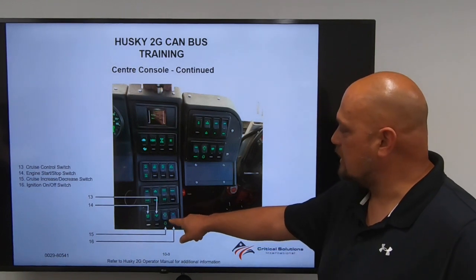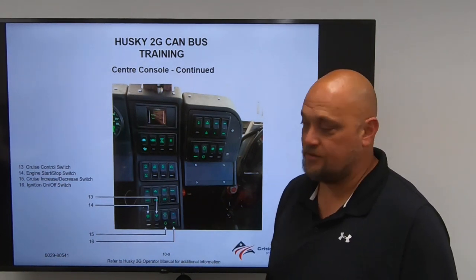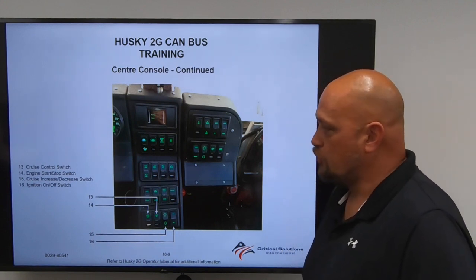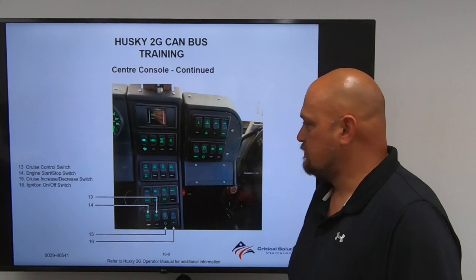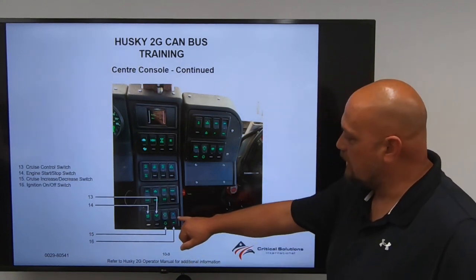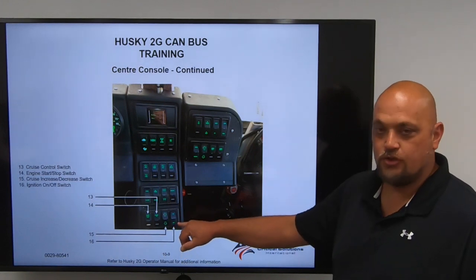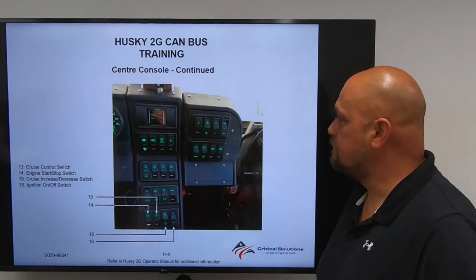Item 15, indicated with up and down arrows, is our cruise increase and decrease switch. The cruise control on this vehicle is used as mission dictates. Item 16, our ignition on-off switch, located right here. That turns your battery power on as your ignition switch is on.